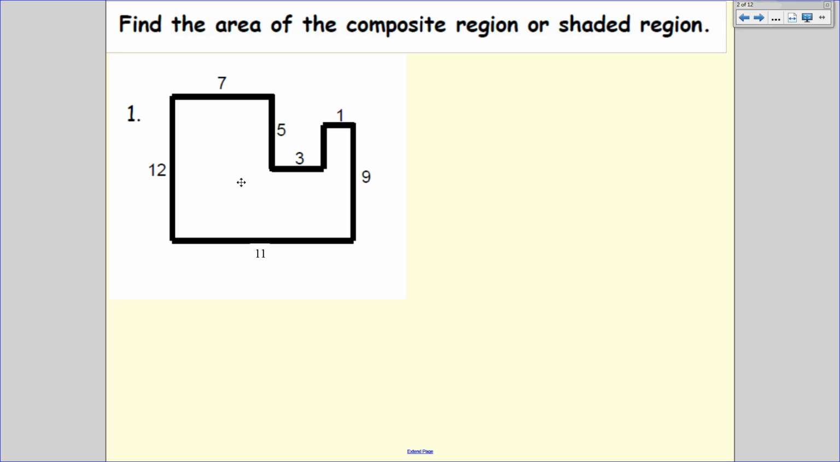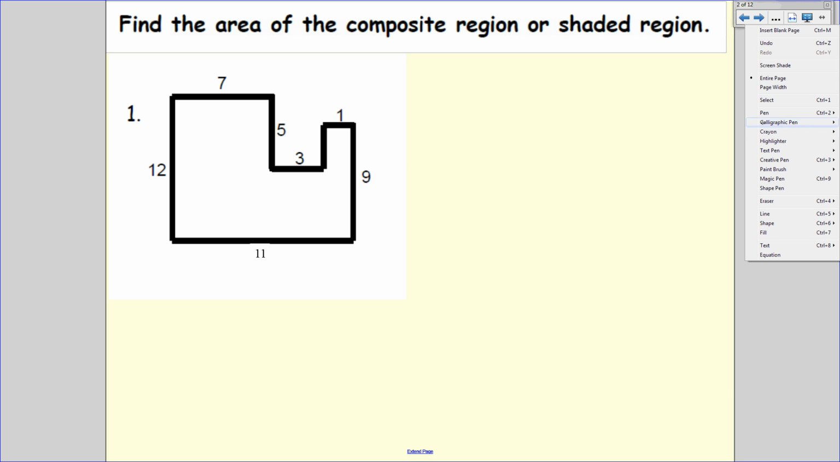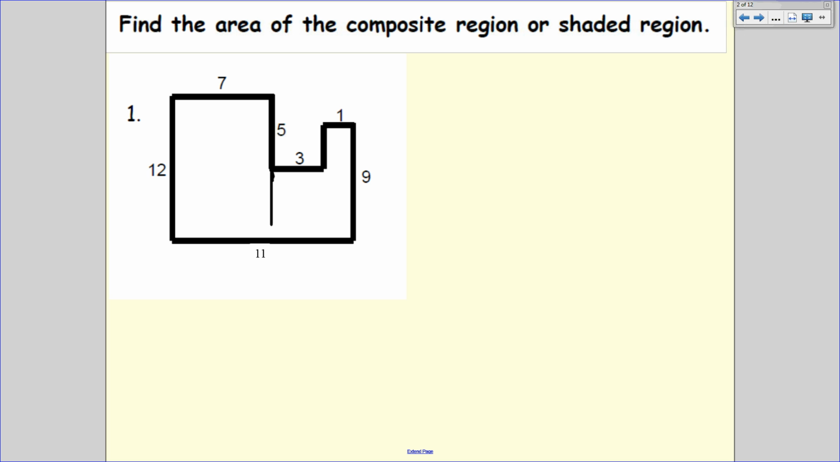So first thing we need to do is divide this up into regions that are basic, because this clearly is not a basic shape. So I'm going to divide this up. I'm going to extend this line and then extend this line. That way, now I have three basic shapes. So, this one is a 7 by 12. So 7 times 12 is 84. So that region is 84.